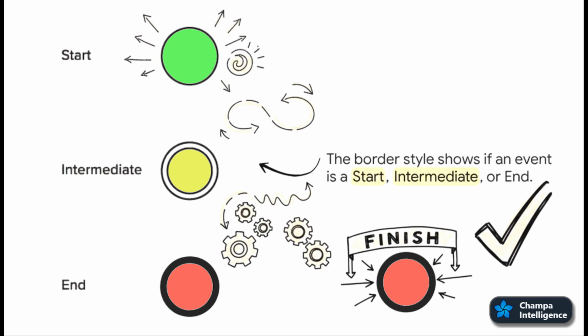Here's a super simple way to remember them. Just think of traffic lights. The start event is your green light. It means go. An intermediate event is like a yellow light, just a signal that something has happened along the way. And the end event, well, that's the red light. It means this part of the process has come to a stop.